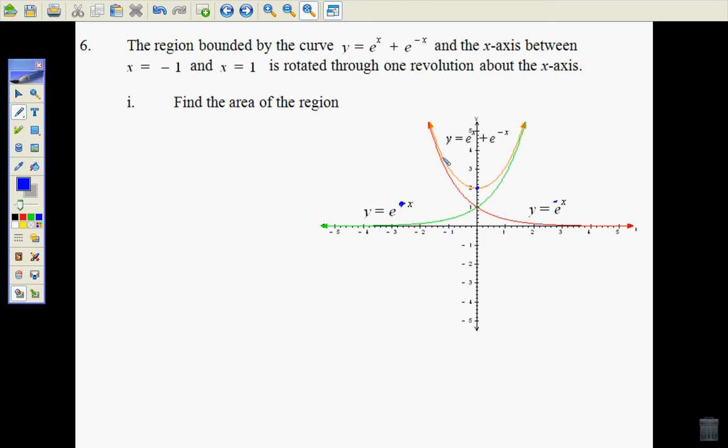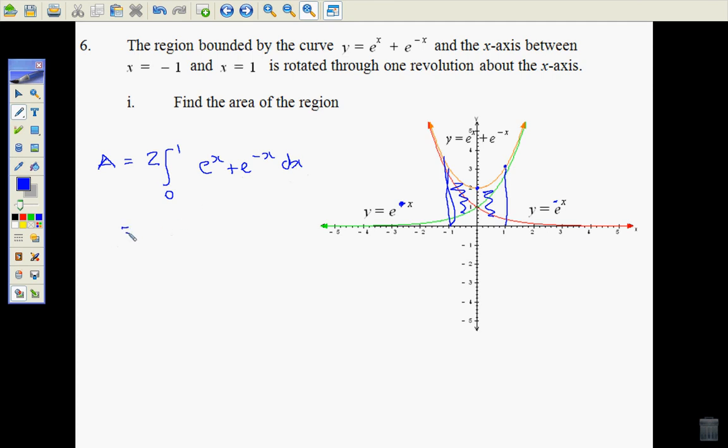What we want is to find the area between minus 1 there and 1 there. So the area in here and in here. So what you start to look at and go, well, hopefully you recognize that it is symmetrical. It's an even curve. So what I can do is use a little bit of notation and go, well, my area here would be two lots of the area between 0 and 1. Instead of minus 1 to 1, because it's symmetrical, I'm going 2 lots of the integral from 0 to 1 of e to the power of x plus e to the power of minus x dx.